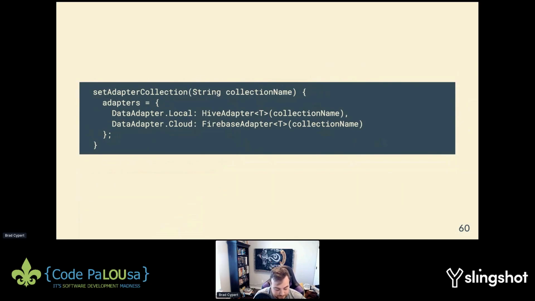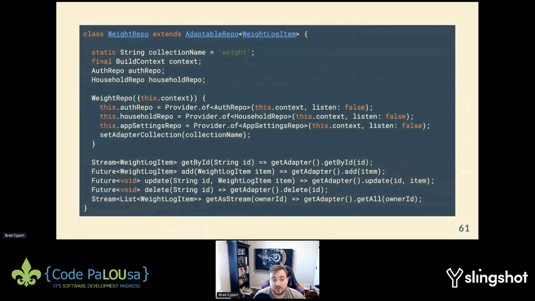So we can actually look at a repository. So we have a weight repo. This tracks pet weight. You can see that it extends the adaptable repo. It uses a weight log item, which extends mappable. We have our collection name up here called weight. Some other properties get defined. Our weight repo takes in context. You can see that it pulls some stuff out of dependency injection. And then it calls that set adapter collection with the collection name.